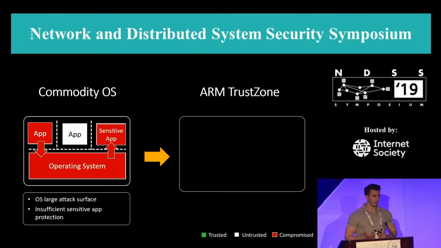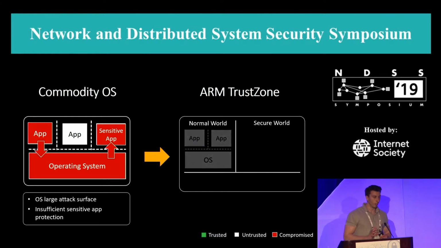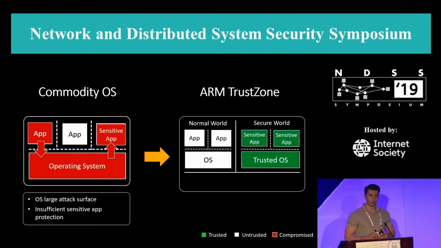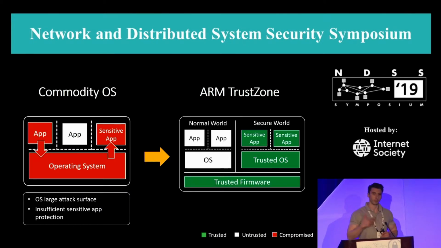What ARM TrustZone does is that it splits the system into 2 worlds, the normal world and the secure world. In the normal world, we run the commodity operating system and all the non-sensitive apps. In the secure world, we run the trusted OS and the sensitive apps. The sensitive apps and the trusted OS together are often also called the trusted execution environment. The trusted OS is provided by the device vendor, and the sensitive apps are provided either by the device vendor or by third parties that want to protect their code. What I forgot, there's also the trusted firmware running in the highest privilege level underneath, and the trusted firmware is there for performing the context switch between the 2 different worlds.